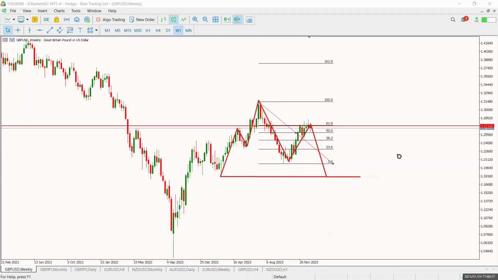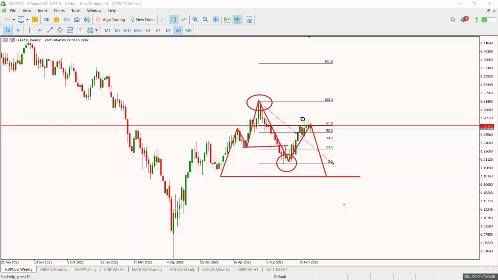Sometimes we see a break of structure and price goes straight to take profit. That happens and that is okay. But usually, about 80 to 90% of the time, we see price make a natural 61.8 retracement. The reason price makes a 61.8 retracement is that price is coming from a higher high, and price made a lower low right here.